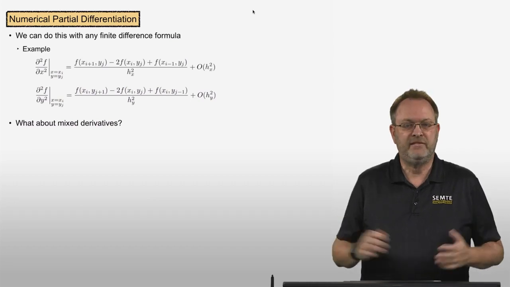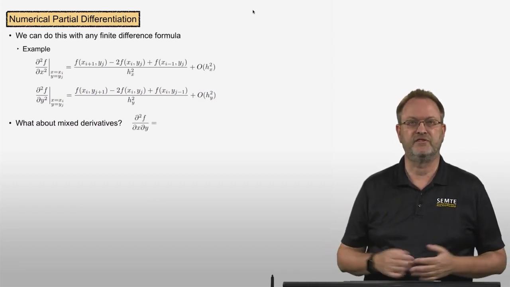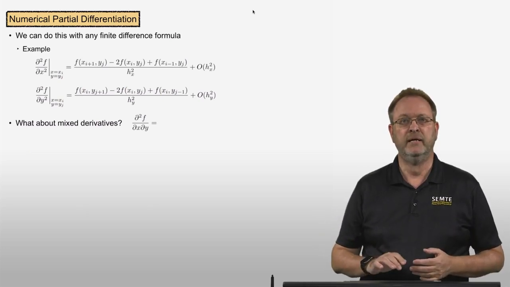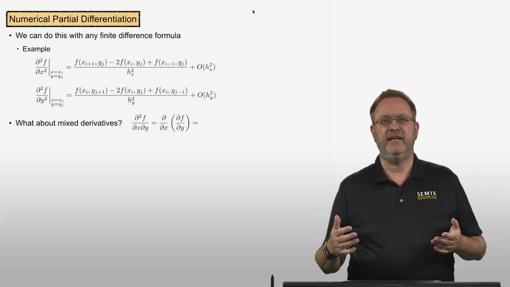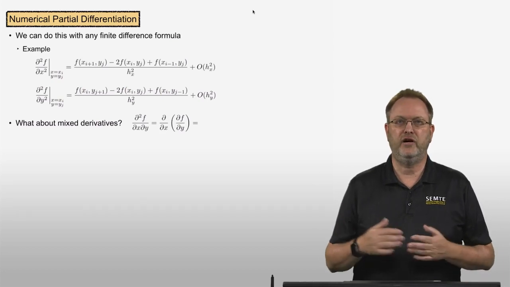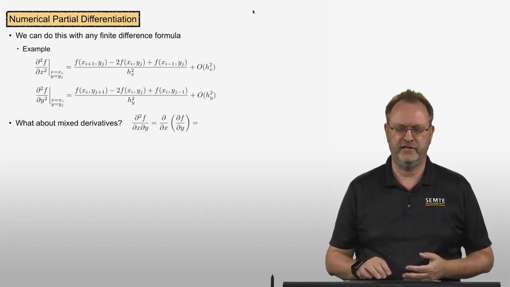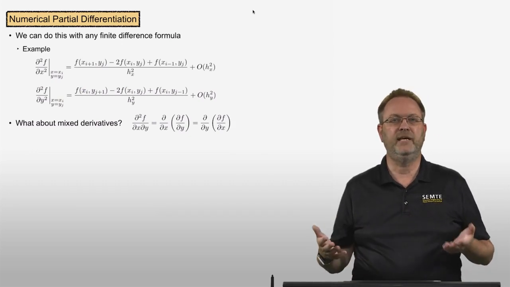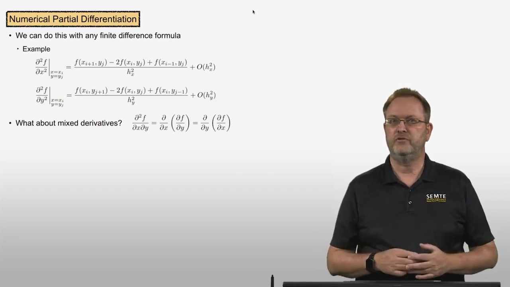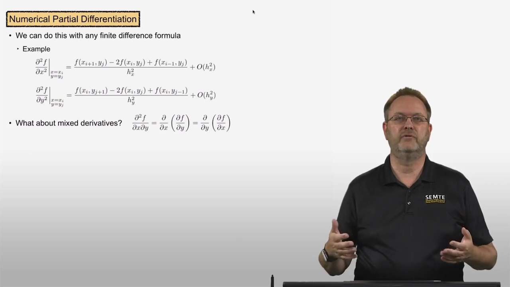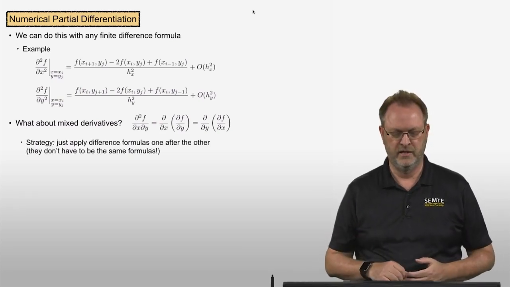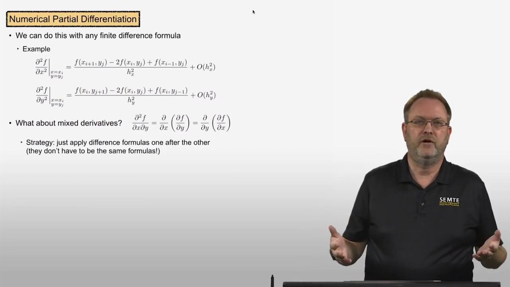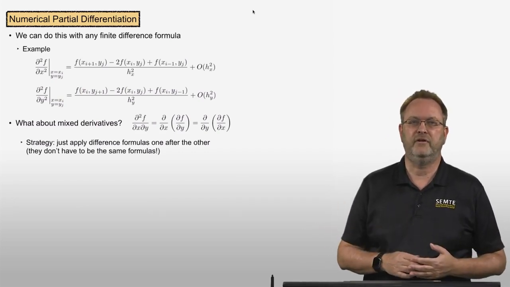But what about mixed derivatives? So something like this, d2f dx dy. Now, we can write this either as the x partial derivative of the y partial derivative of the function f, or we can flip the order. This would also be equal to the y partial derivative of the partial derivative of the function f in the x direction. So the strategy now is to just apply the finite difference formulas one after the other.